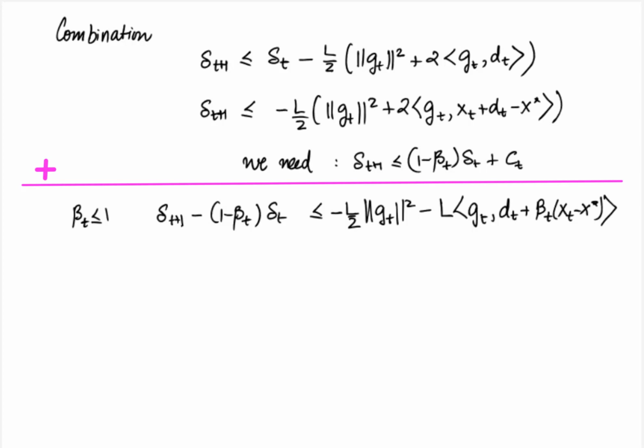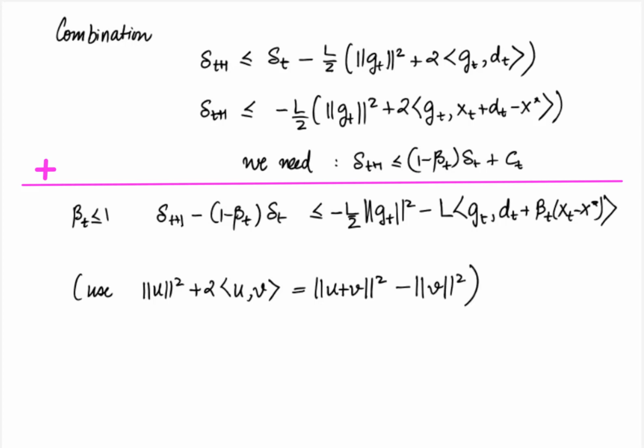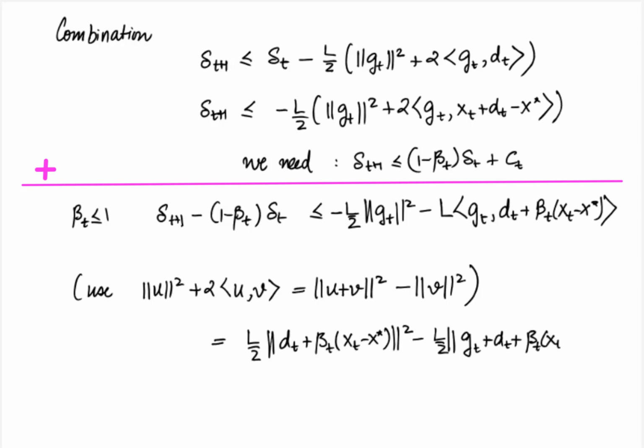Next, we need to manipulate the term on the right so that it can be telescopically summed. For this purpose, we will use the formula that ‖u‖² + 2⟨u, v⟩ can be written as ‖u + v‖² − ‖v‖². So therefore, the right hand side is less than or equal to (L/2)‖d_t + β_t(x_t − x*)‖² − (L/2)‖g_t + d_t + β_t(x_t − x*)‖².